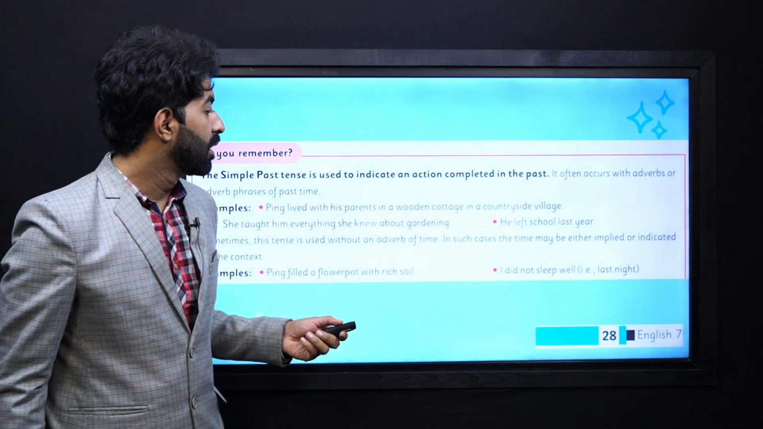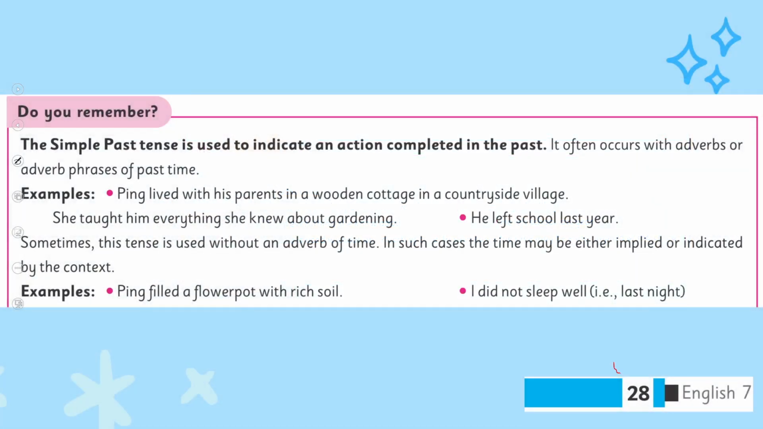Now, from your book, page 28, let's recall, if you remember, the simple past tense or the past simple tense is used to indicate an action completed in the past. It often occurs with adverbs or adverb phrases of past time.